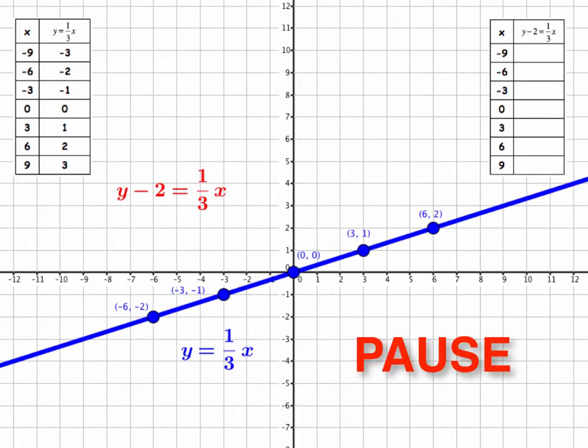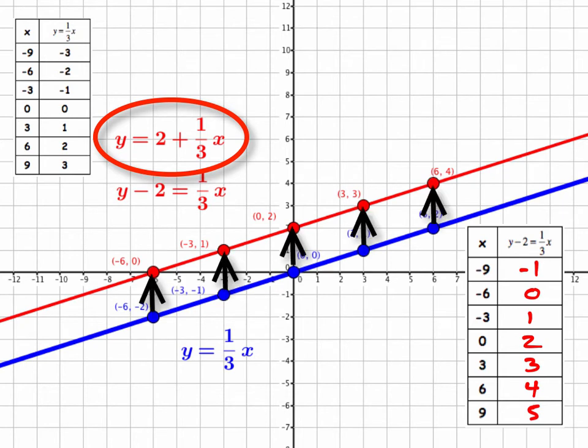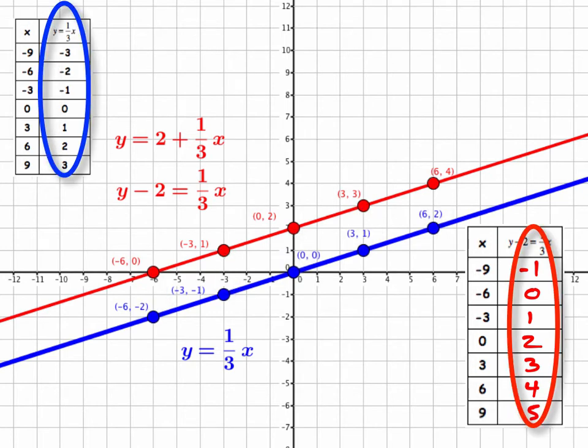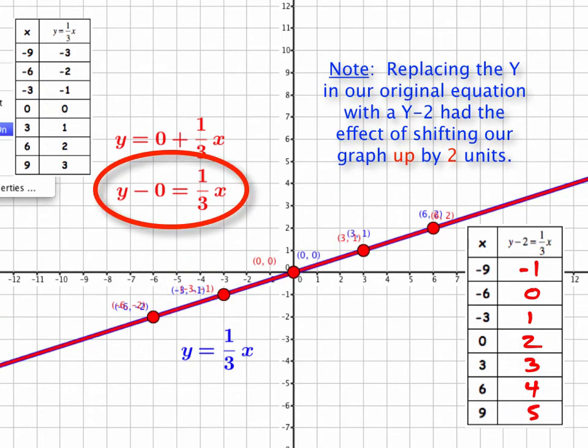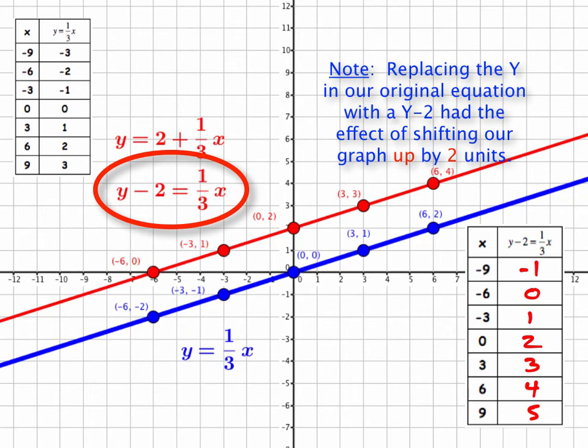Alright, of course it was probably easiest to put this in slope-intercept form again, exact same slope, that's why they're parallel lines. Of course, this new equation has a y-intercept of 2, and that's why this line is exactly 2 units higher than the one before. For the exact same x value, the y value has to be 2 larger now, and hence replacing the y in y equals 1/3 x with a y minus 2 had the effect of shifting our graph up exactly 2 units.